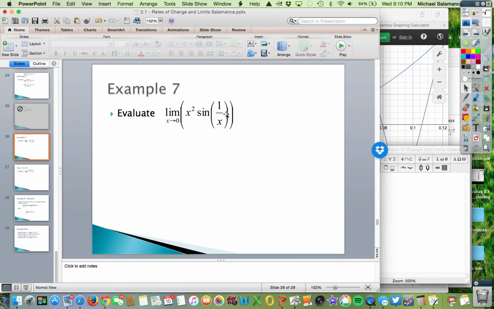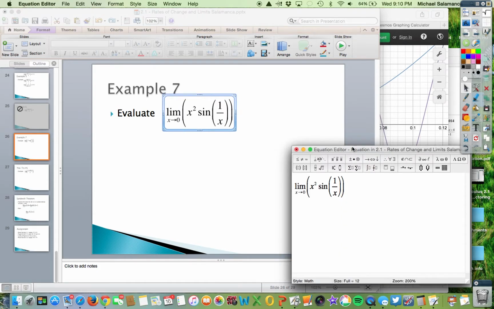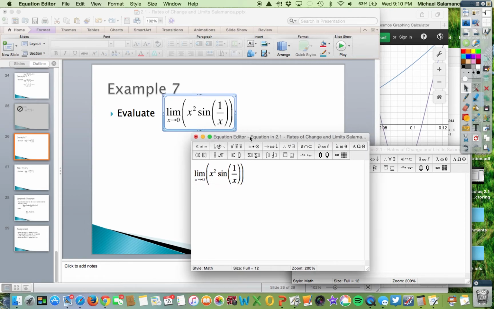Last but not least is a slightly more spicy problem. So I'm going to do this on the equation editor, so I'm going to move that a little bit closer to the front. Now you'll remember our rules. We can find the limit for each function. So let's find our limit. Which of course I can't find right now. So we're going to move on.